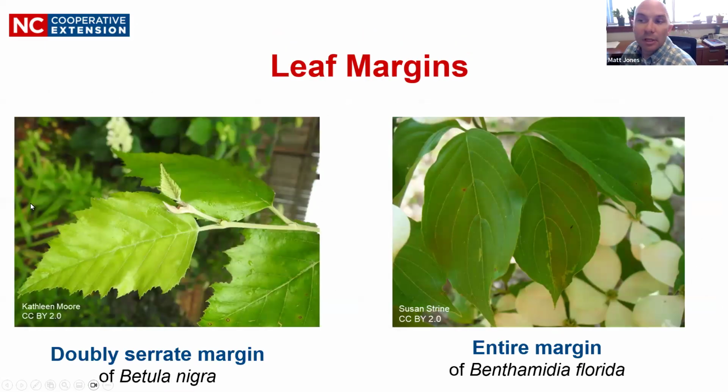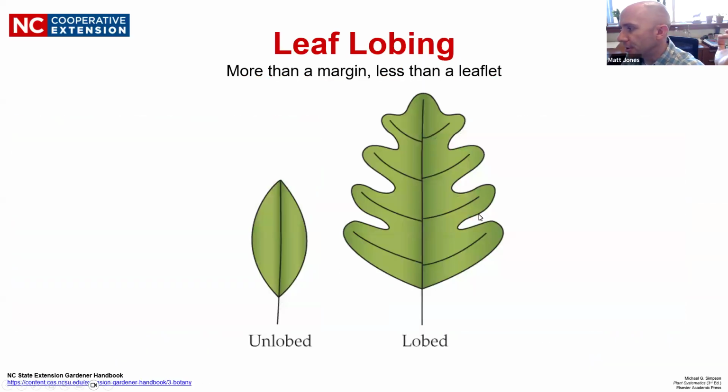Teeth can also be doubly toothed. So here is a leaf of river birch. You can see that the individual serrations themselves have serrations. And here's an example of a dogwood leaf with a very smooth, or not smooth, entire margin. And instead of teeth, you might have lobes. These are more dramatic indentations of the leaves. So wherever part of the leaf sticks out, it's called a lobe, and the space in between is a sinus, versus an unlobed leaf that doesn't have those big indentations.